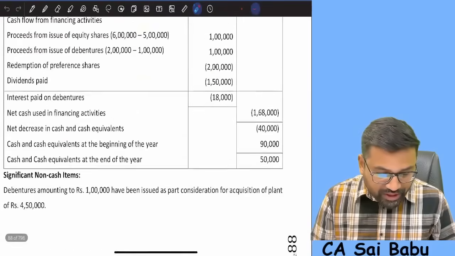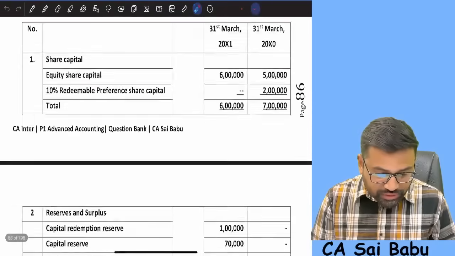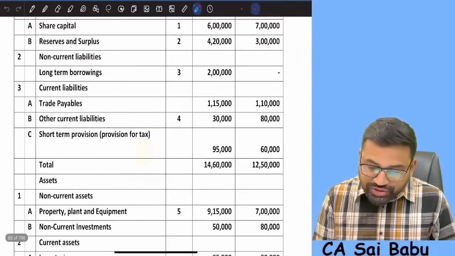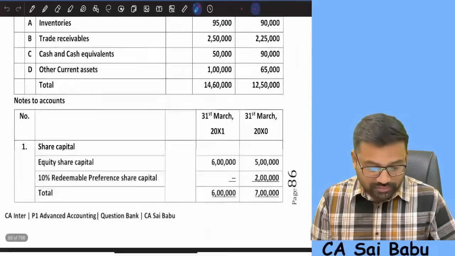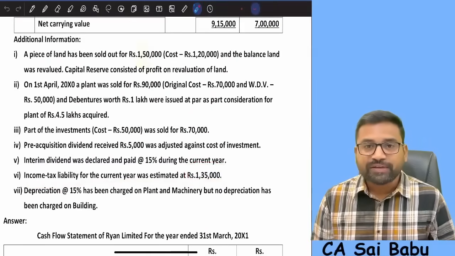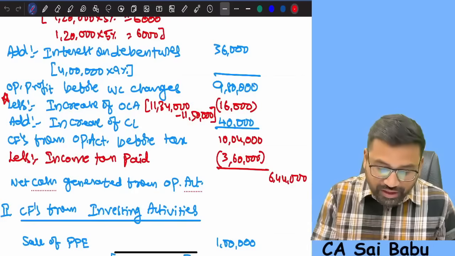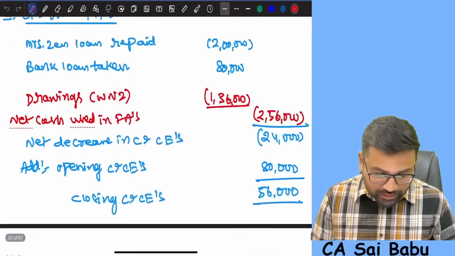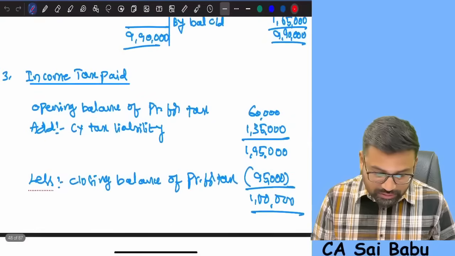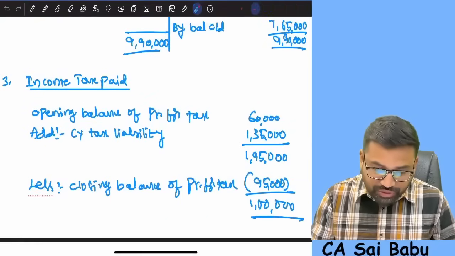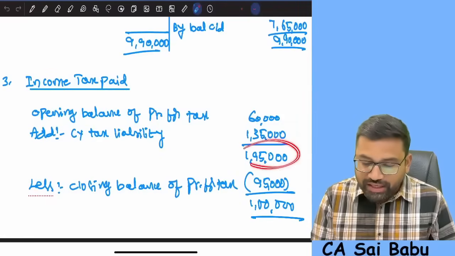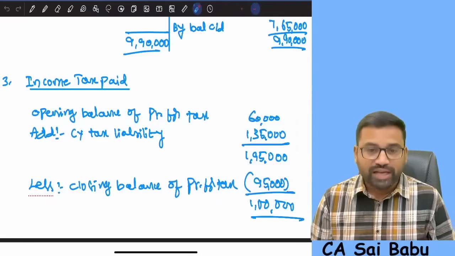If you look at question number 18, in the balance sheet, under short-term provisions, you see opening provision 60, closing 95. In the additional information, they have given current year income tax liability 1,35,000. Now, what we need to do, I will show you, is how to arrive at tax paid. First you consider opening 60, current year tax liability 135, so 1,95,000, closing 95. That means tax paid is 1 lakh.